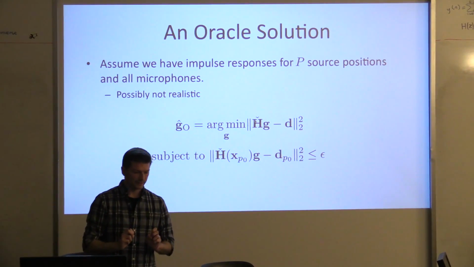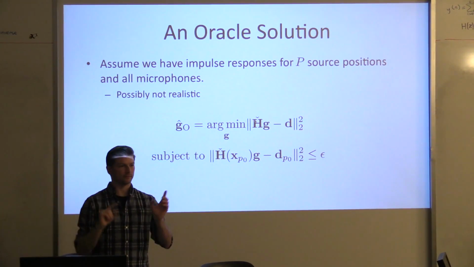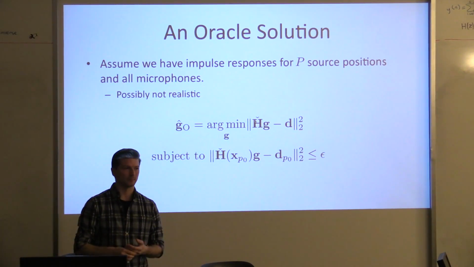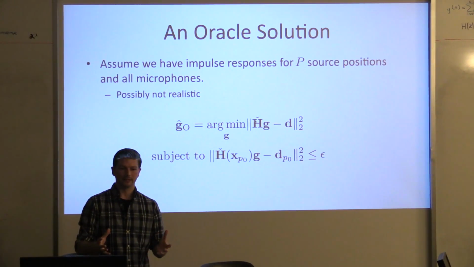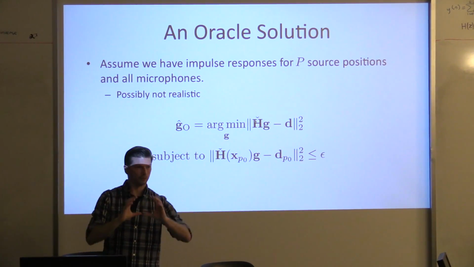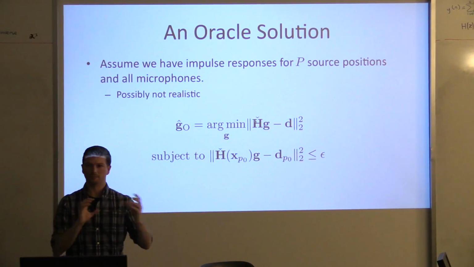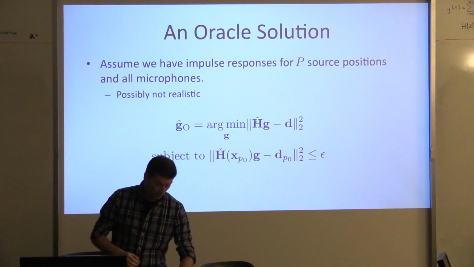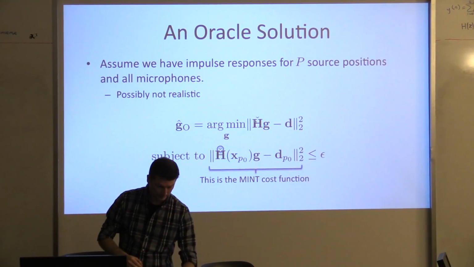So I say oracle in the sense that we have probed the space in lots of different places. Now, realistically, we can't really do this. So if you had something like a conference room scenario, you would end up setting up a microphone array and then moving a calibration loudspeaker to lots of different points in space, and that's just not really a very practical thing to be doing. So what you could then do is some kind of hybrid case.